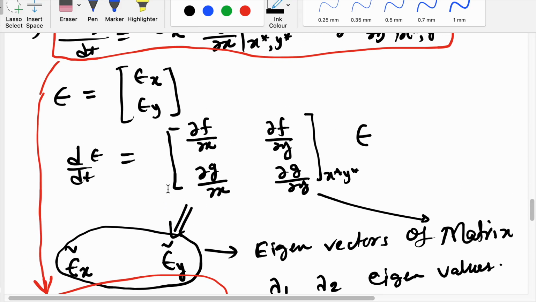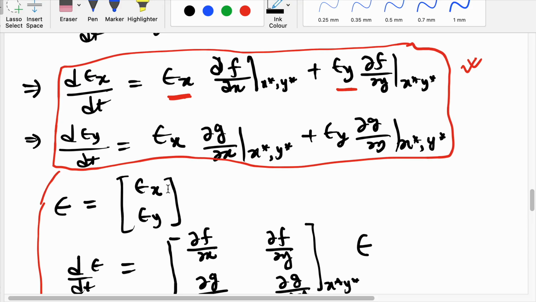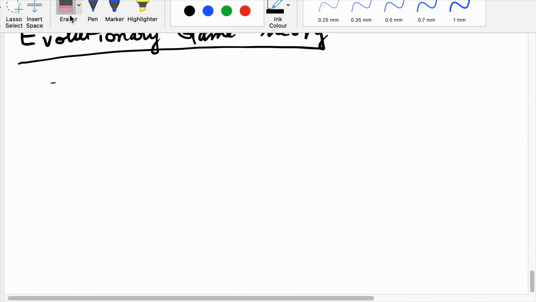I could understand that when you wrote that d epsilon by dt is a collection of these things, del f by del x, del f by del y, del g by del x, and del g by del y, this much is clear. Till here it is okay. Let me then not go to evolutionary game theory.